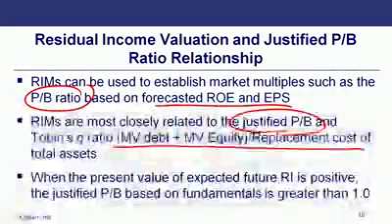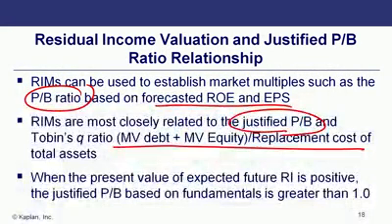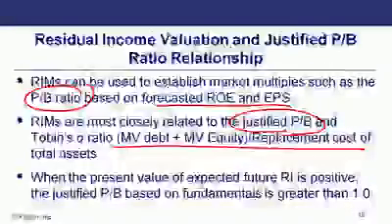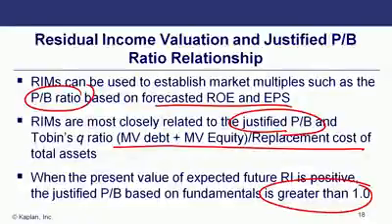And then jumping down, when the present value of the expected future residual income is positive, the justified price to book is greater than 1, because why? The ROE, return on equity, in the numerator of the equation is going to be greater than the denominator where the cost of equity would be, creating a greater than 1 justified price to book.